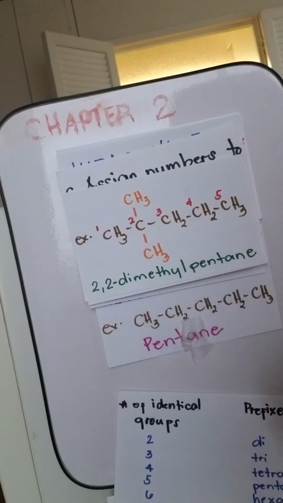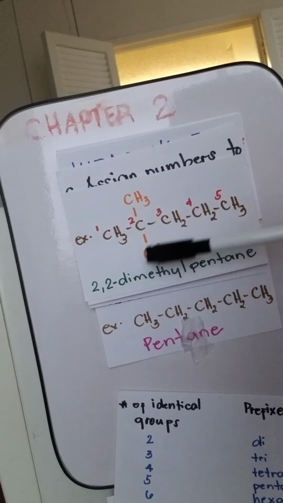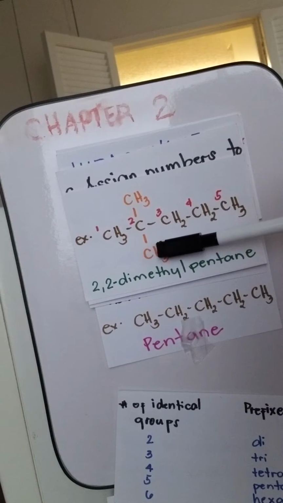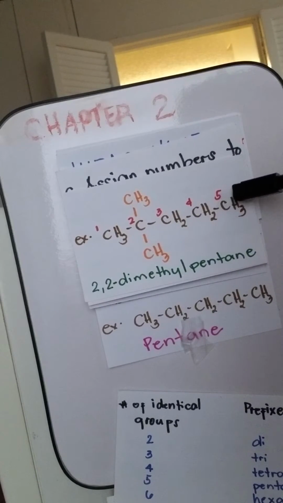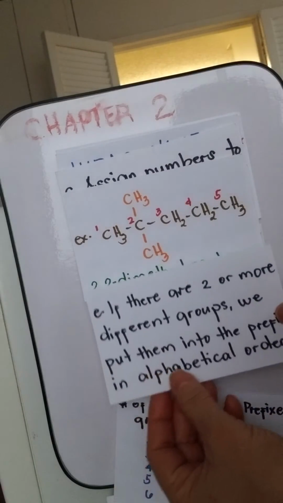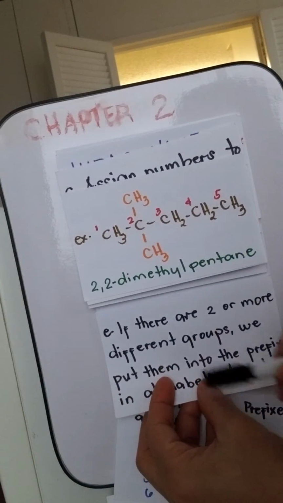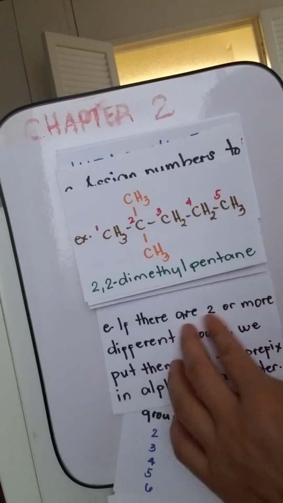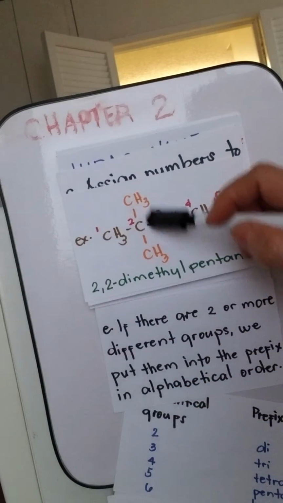Why prefix di? Because we have the same group, methyl group, so you have di, and then the name of the group is methyl, followed by your suffix, the name of the mother chain. And the other way of naming the IUPAC system of your alkane compound is, if there are 2 or more different groups, we put them into the prefixes in alphabetical order. Different, remember, different groups. This one is identical.